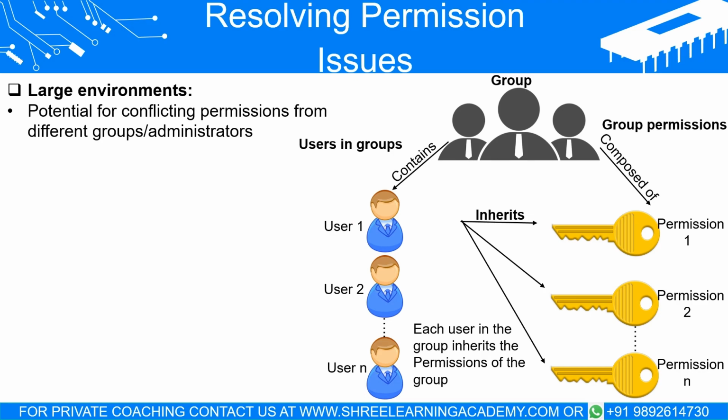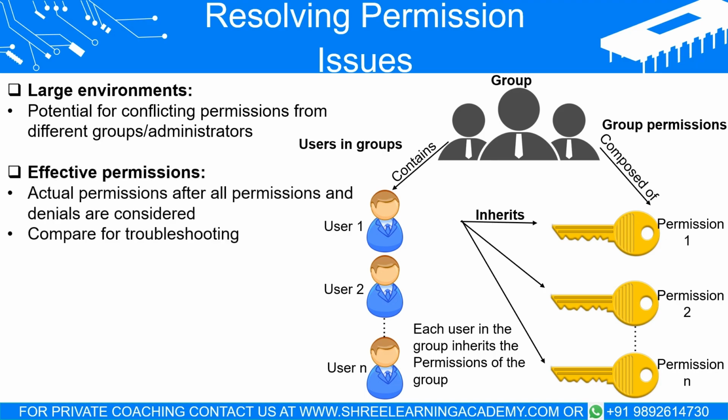Permissions in larger environments. In larger or more complex environments, permission issues can become quite convoluted. For example, a user might have permissions from several different groups, some of which might conflict with each other. Alternatively, different administrators might grant permissions on the same resources, leading to conflicting permissions.